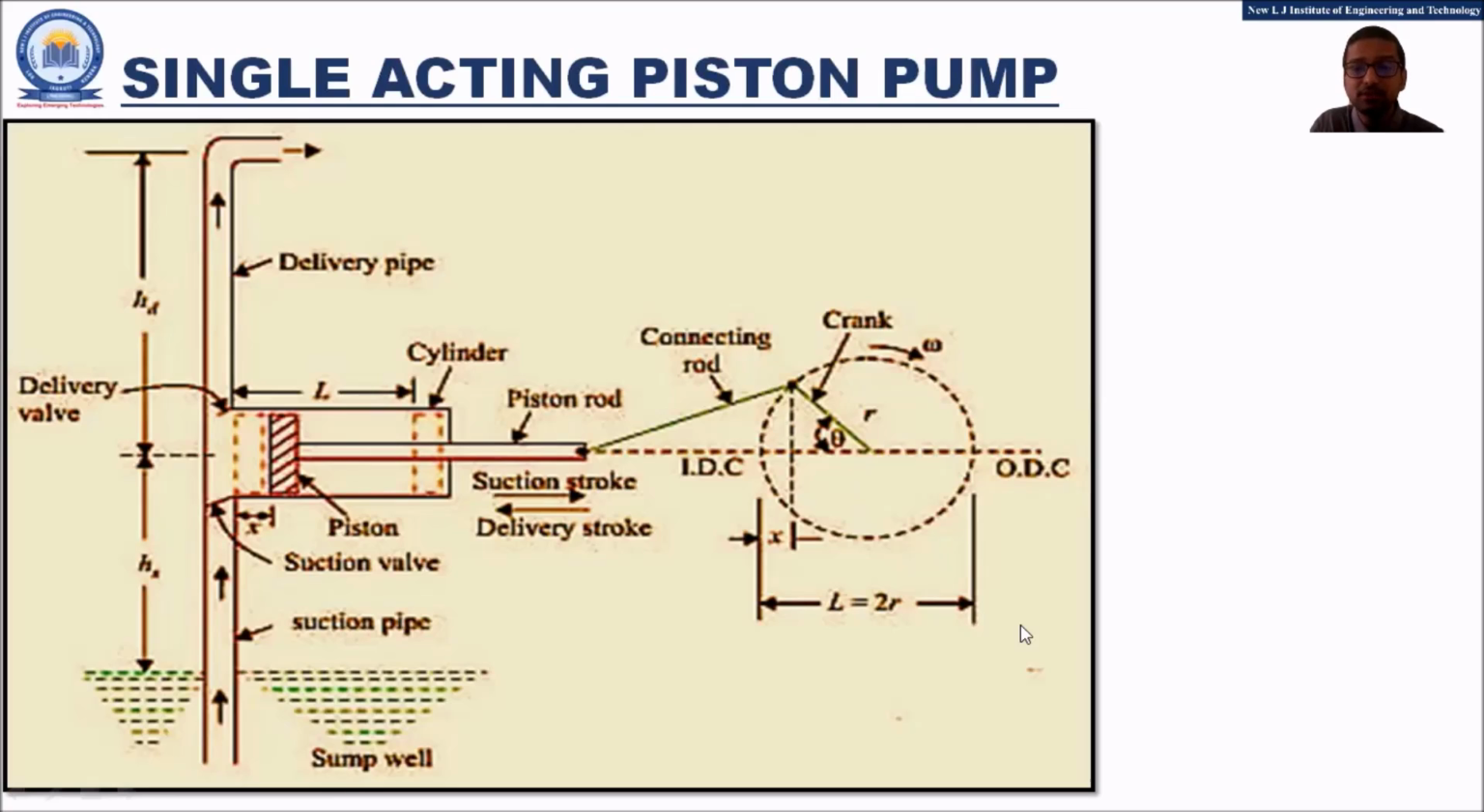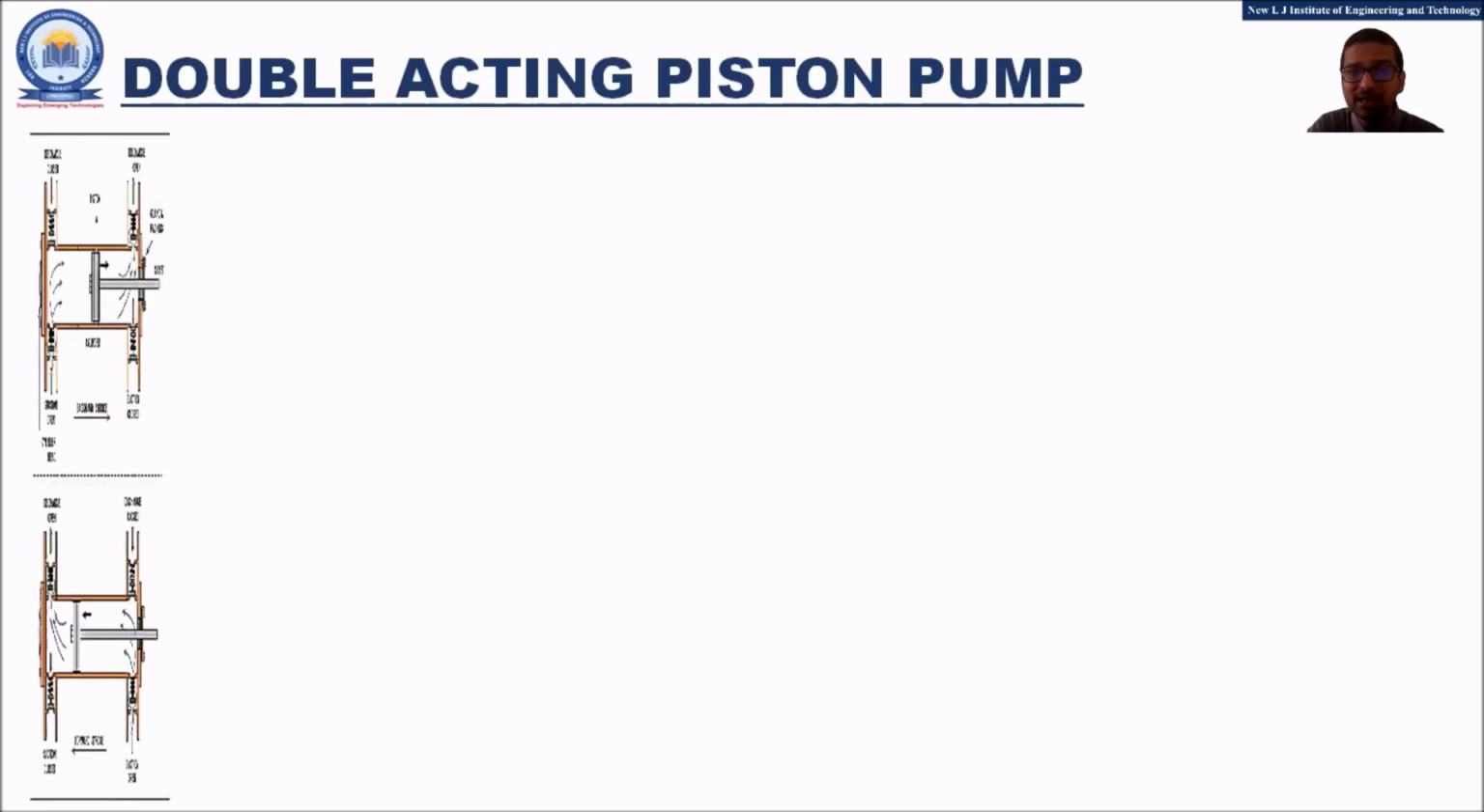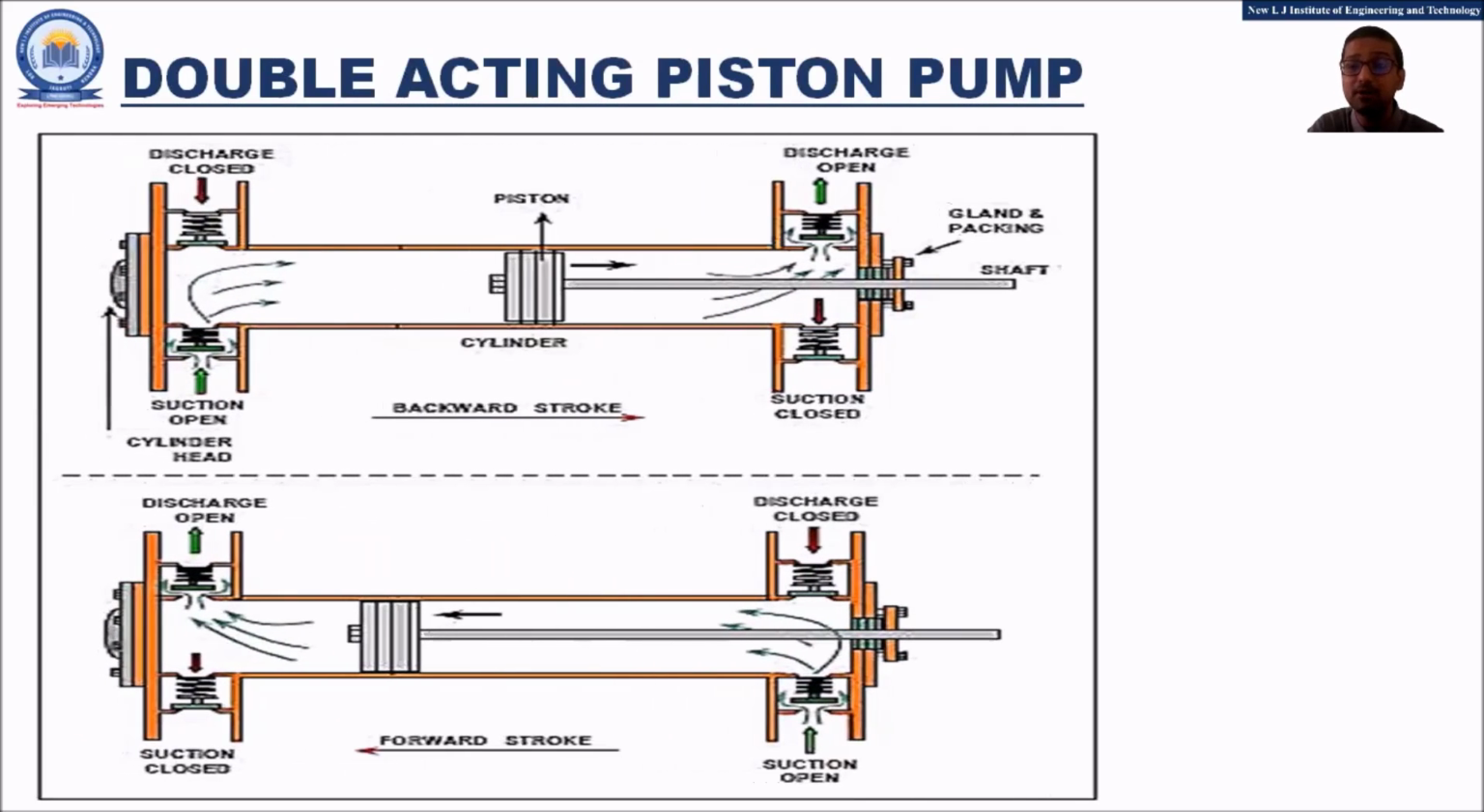Let us proceed further and understand the next type of the pump, that is the double acting piston pump. From the name only now we can understand that in this type of the pump, the liquid will be hitting the piston from both the sides. There will be the action of the liquid from both the sides of the piston. So friends, it is nothing but the simple modification of the single acting piston.